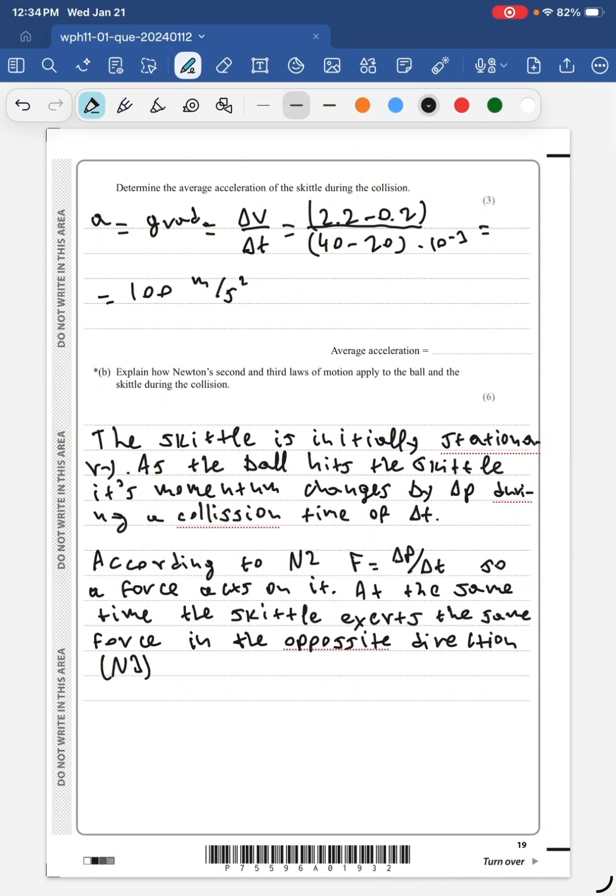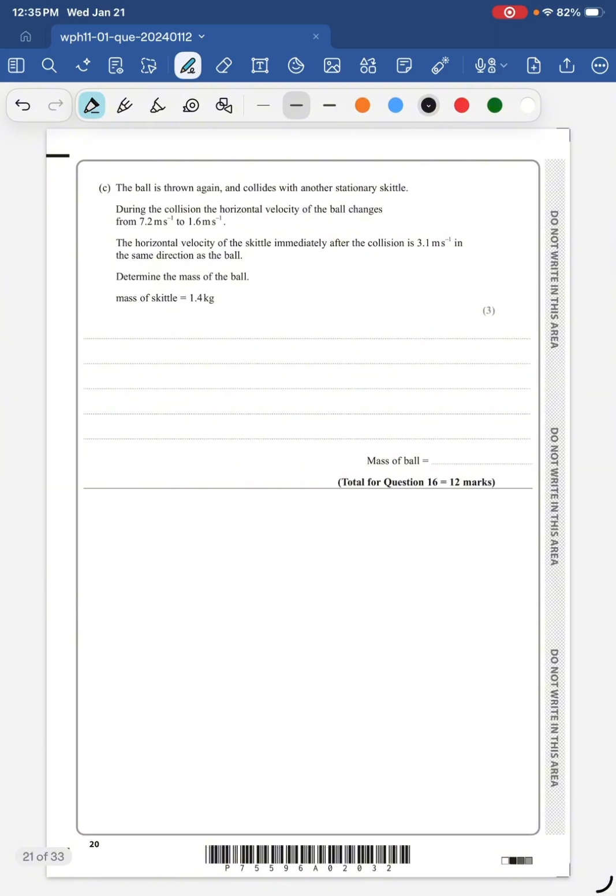Okay, let me check the mark scheme and see what they say. So in the mark scheme, they say the ball applies a force to the skittle and the skittle applies a force to the ball. Okay, we said that. Newton's third law means that the forces on the skittle and the ball are equal in size and opposite in direction. We kind of imply this. There is a resultant force acting on the skittle. The skittle accelerates according to Newton's second law. The skittle accelerates to the left and the ball decelerates. Okay, so it's a little bit different, but we cover most points.